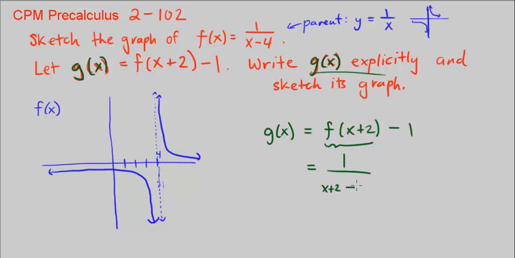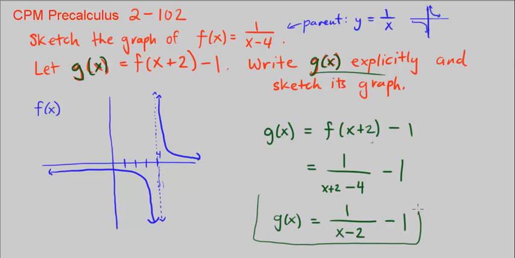instead of the x, minus 4. So that's just f of x plus 2. And then we still have the minus 1. So don't forget the minus 1, because this one still has to come down. All right, let's simplify that. Combine like terms: 2 and negative 4 combine to be negative 2. So 1 over x minus 2, minus 1. So this here is g of x. Explicit means we're saying exactly what it is in terms of x. So that's the expression for g of x.